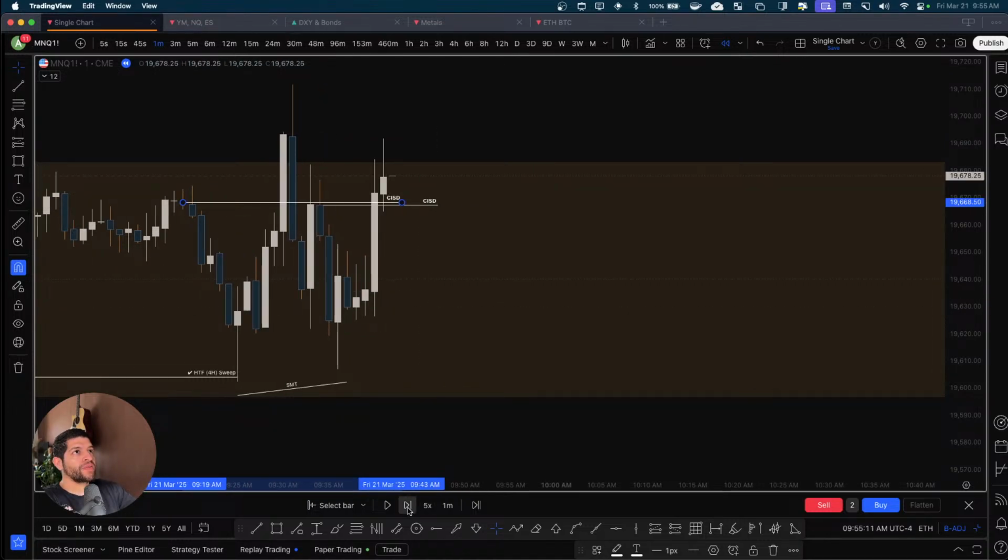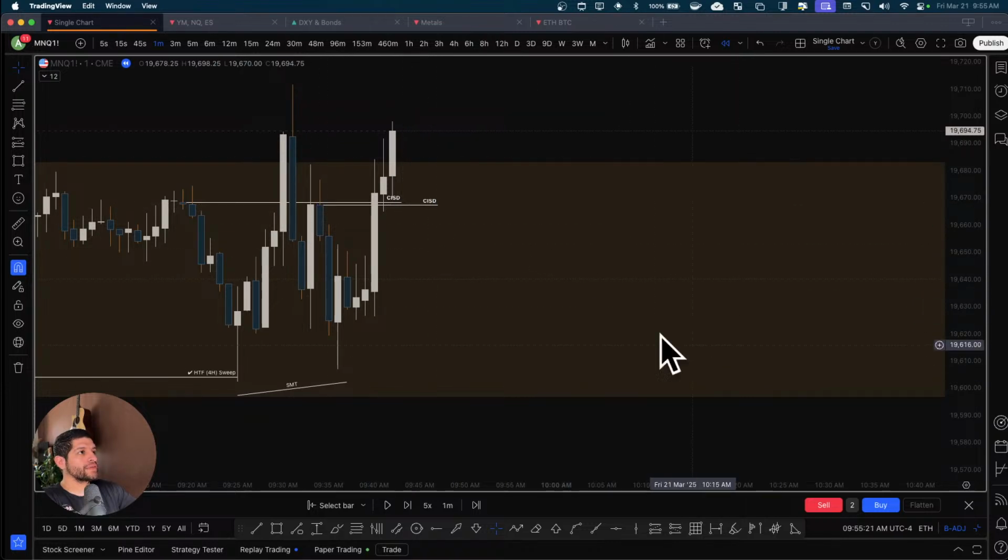What do we get? A closure. You could have entered here, right? It's still a pretty large stop loss. I can't see what this is like, but pretty large stop loss. I would like to enter here. Let's see.